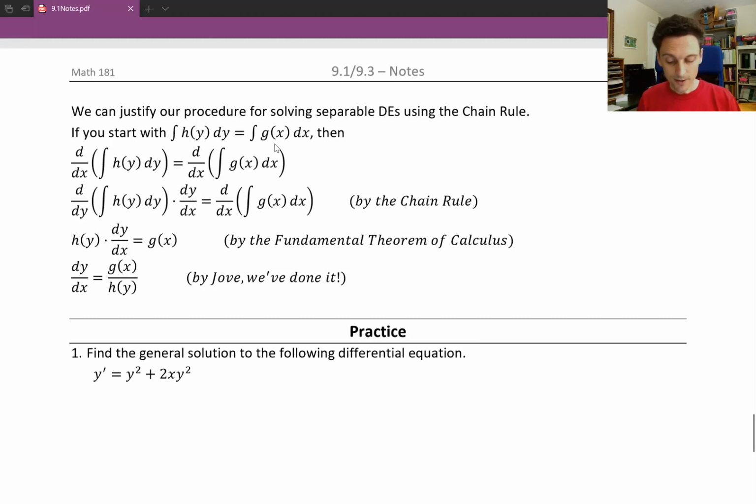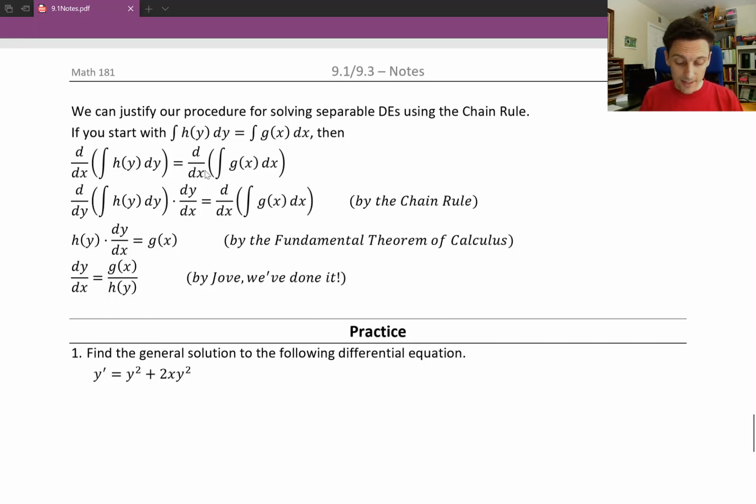So what we'll do is we'll start with the integral of h of y dy equals the integral of g of x dx and work backwards to our separable differential equation. And by doing this, we'll be able to then reverse these steps and go from our separable differential equation into the integral of h of y equals the integral of g of x. So if we start from the integrals equal to each other, we can take the derivative of both sides with respect to x, and they'll still be equal.